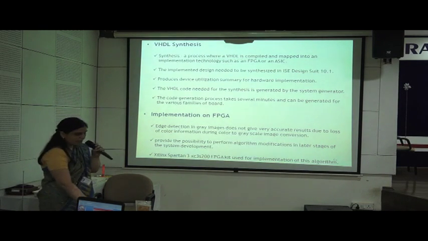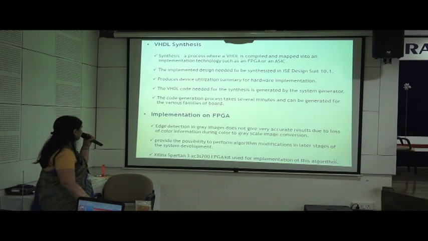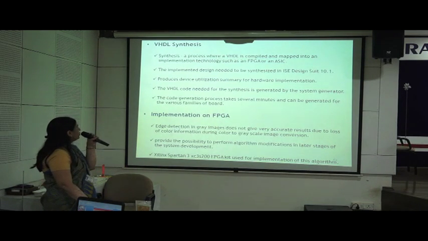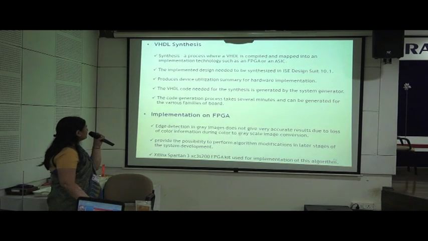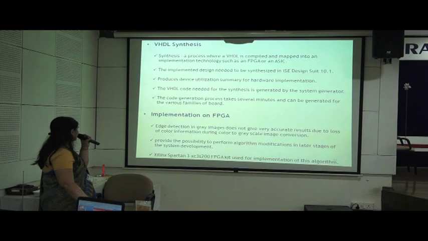It produces the device utilization summary for hardware implementation, and the VHDL code needed for the synthesis is generated by System Generator. The code generation process takes several minutes and can be done for various families of devices, wherein the 50 MHz frequency is used over there.